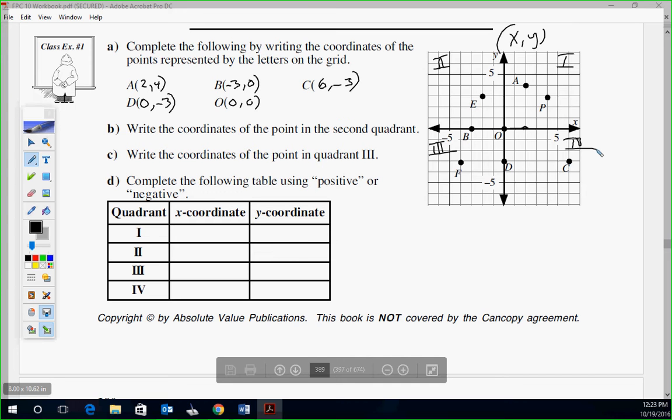Write the coordinates of the points in the second quadrant. The coordinate of the point would just be E, and that point is -2, 3. Write the coordinates of the point in quadrant 3. Quadrant 3 had F, which is -4, -3.